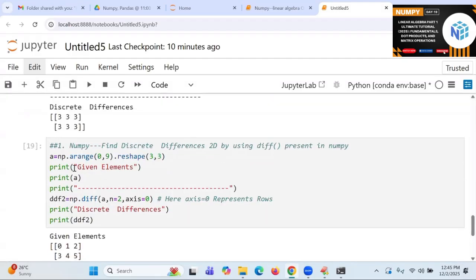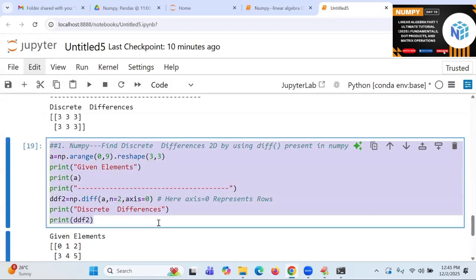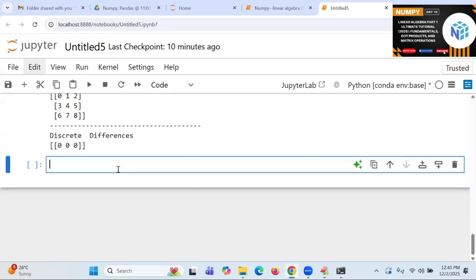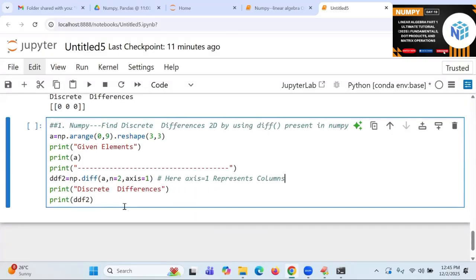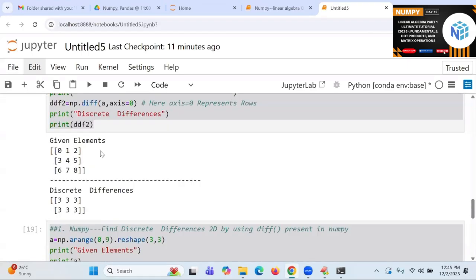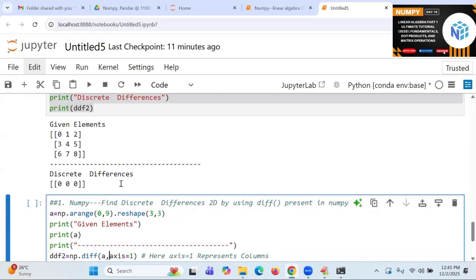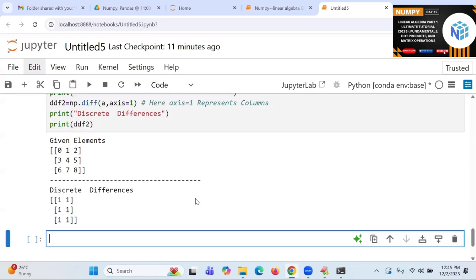Go to the columns. Column values I am going to enter. Axis is equal to what? 1 represents columns. So for the discrete differences, I will remove this n value. I already said how to do it: 1 minus 0, 4 minus 3, 6 minus 7, 2 minus 1, 5 minus 4, 8 minus. You will get the answer anyhow. You know this one already.